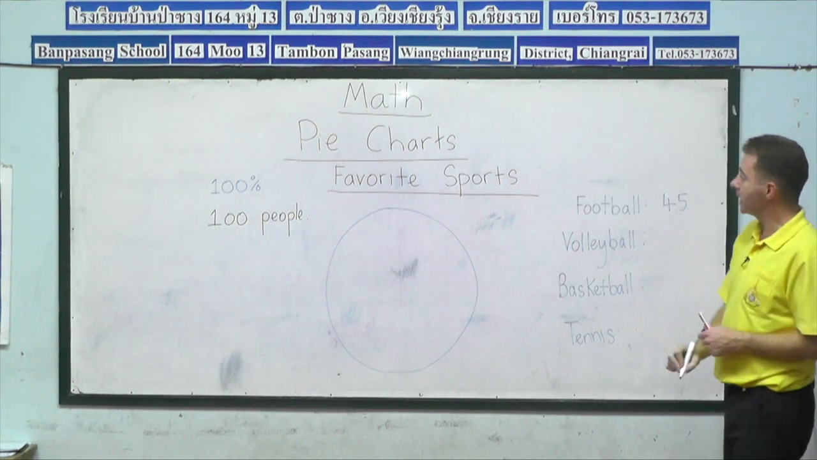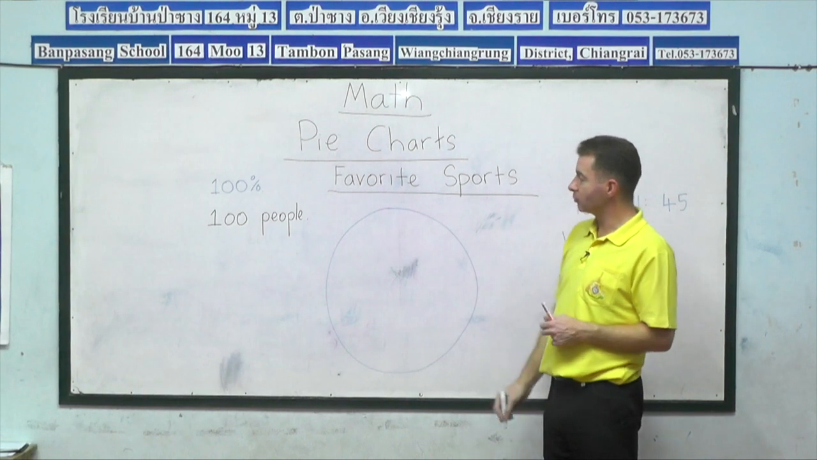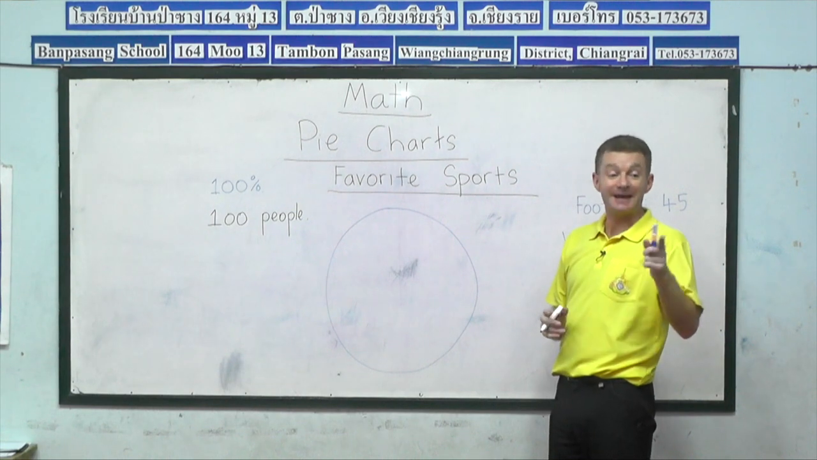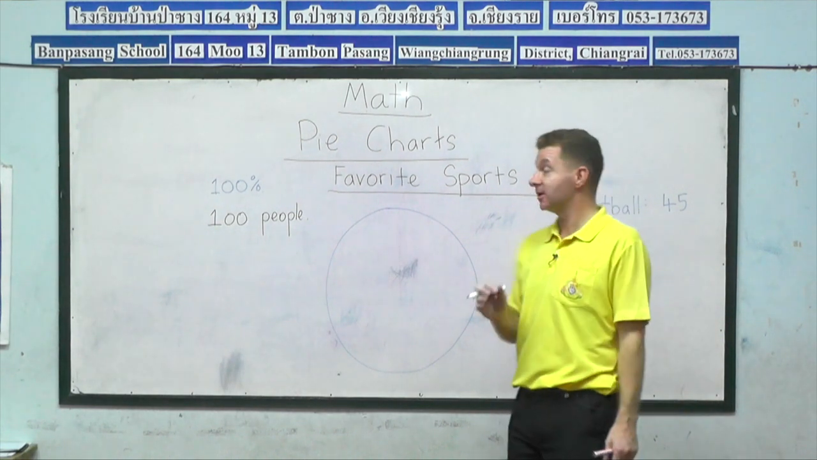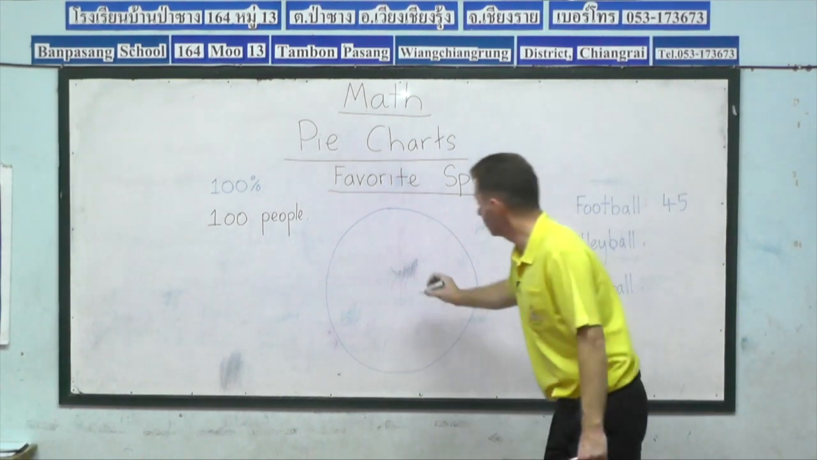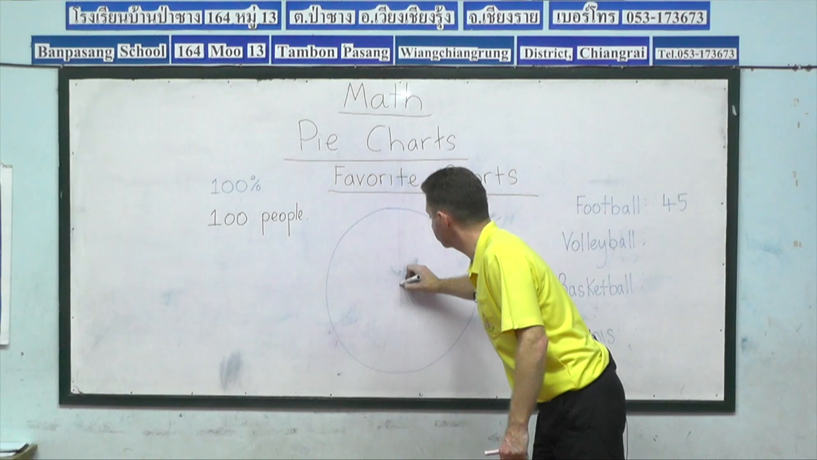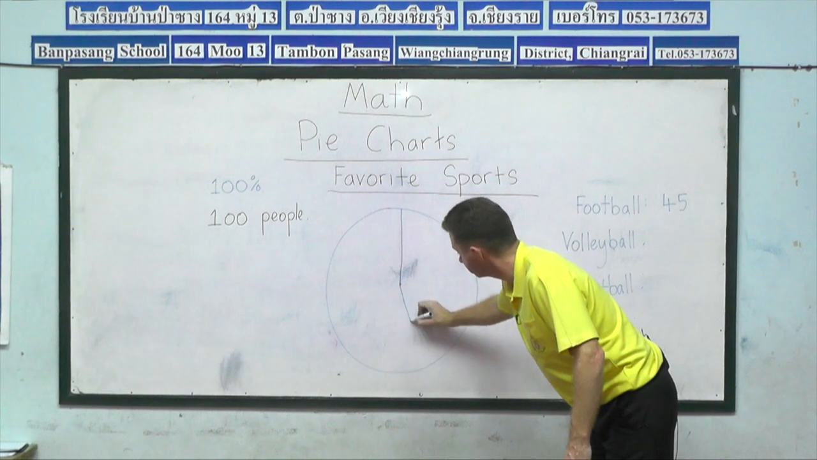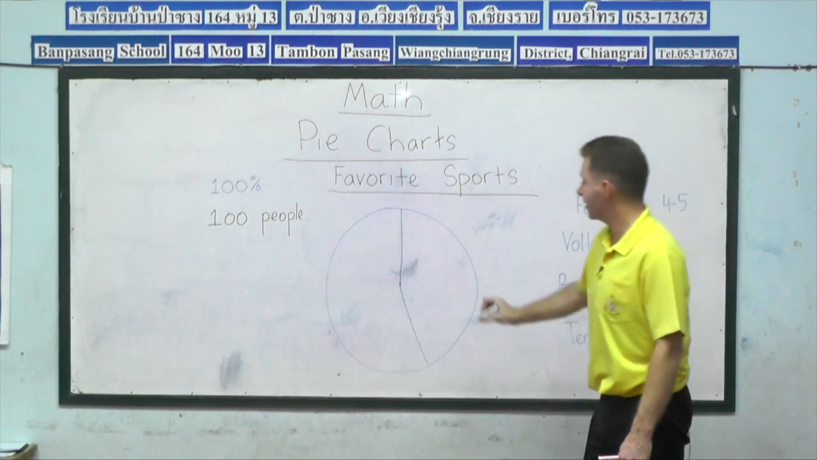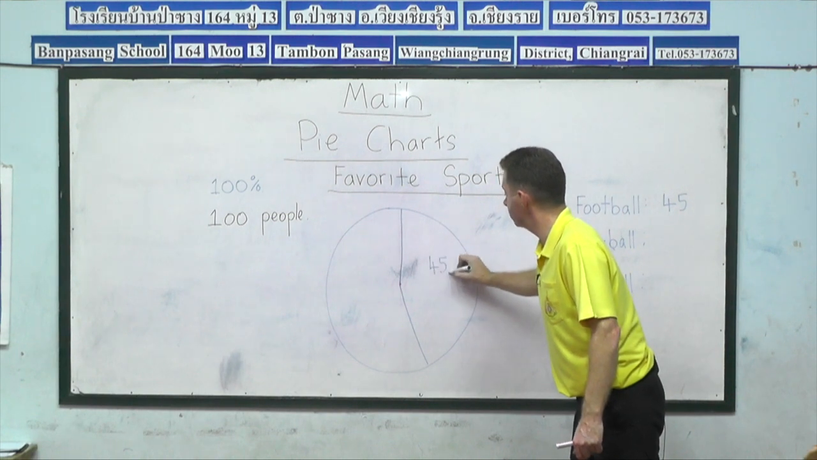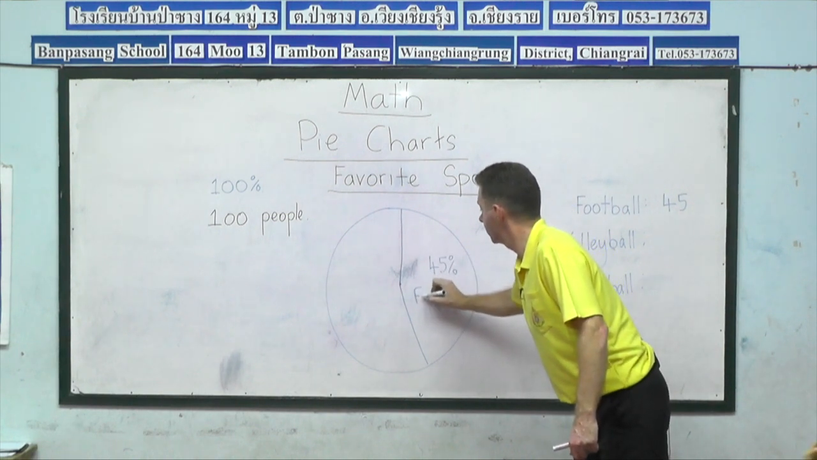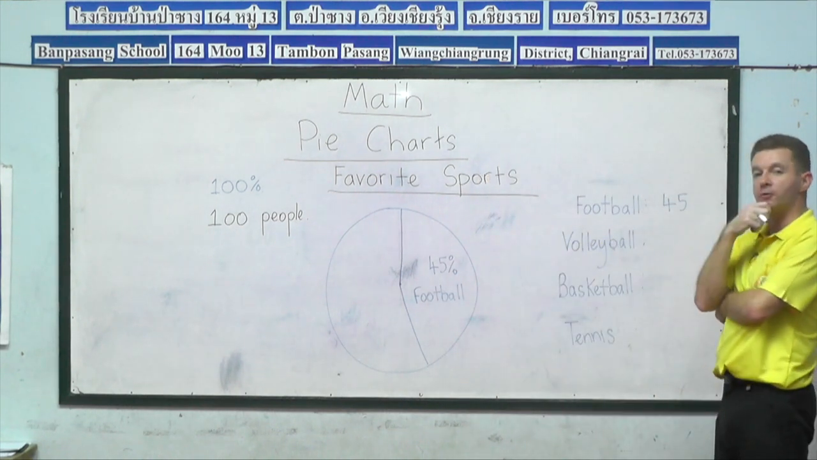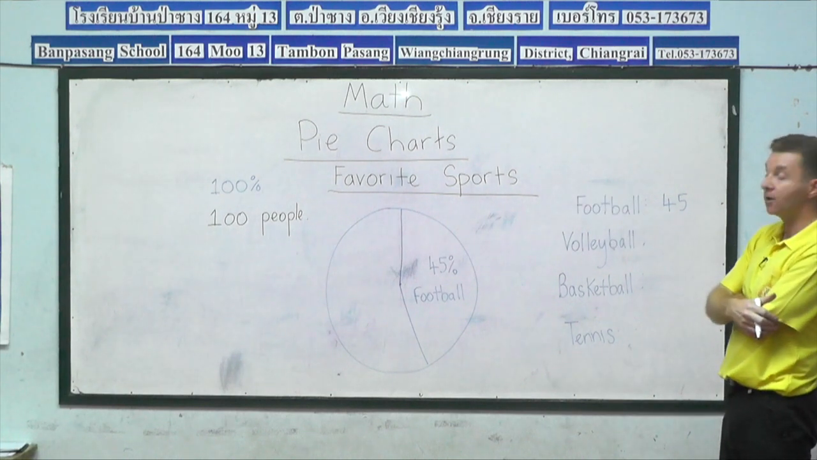Now, thinking about a pie chart is 100%. Will 45 be more than half or less than half? Less than half. Half would be 50%. So if we're talking about 45, what we do, take the center of our pie chart, draw a straight line up to the top, but we want it to be slightly less than half. So here represents 45%. Football. So you can see now how football represents 45% of the pie.